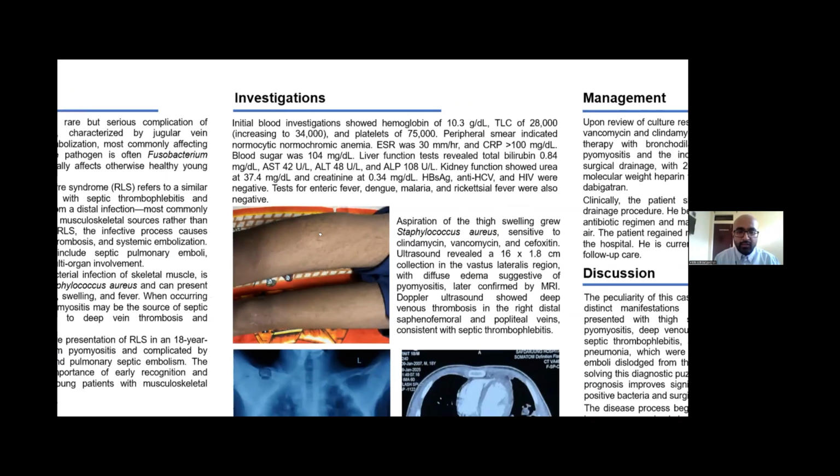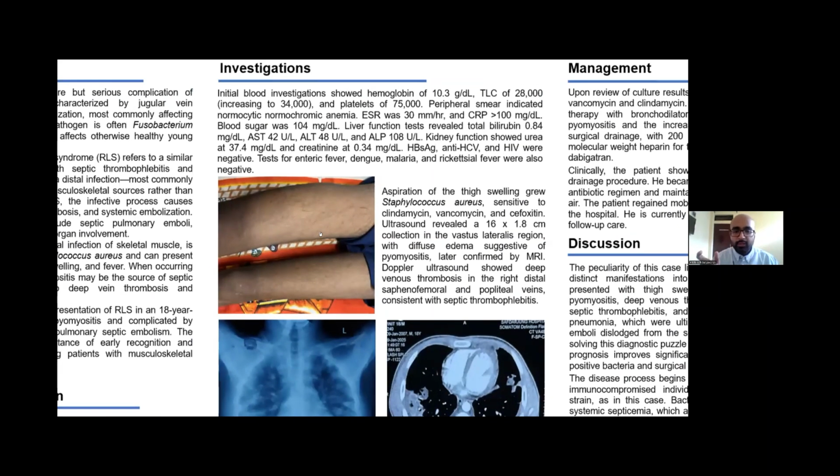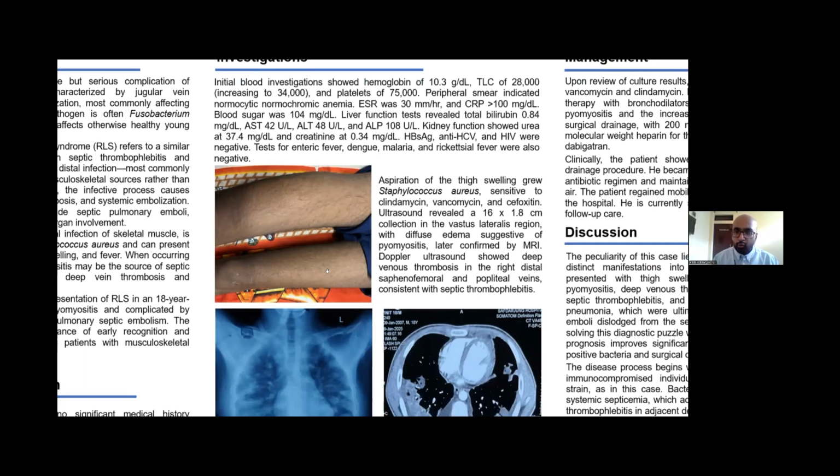So we went ahead to evaluate his leg swelling, and we got an ultrasound Doppler done, and it was suggestive of deep venous thrombosis, involving the saphenofemoral vein and the popliteal vein. It also showed the presence of a pus collection in the leg muscle, predominantly the vastus lateralis muscle, which was suggestive of pyomyositis. Now, in this setting, as the patient clinically had DVT and was in hypoxemic respiratory failure, we further went ahead to perform a CT pulmonary angiogram just to rule out embolism.